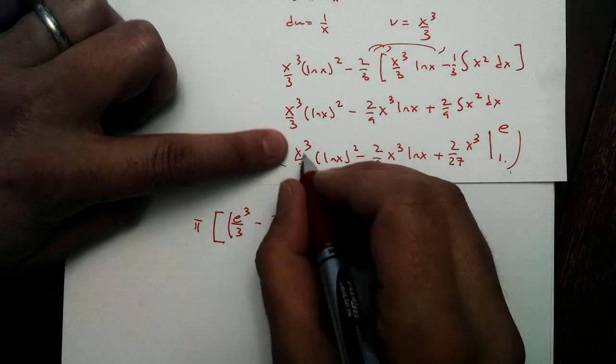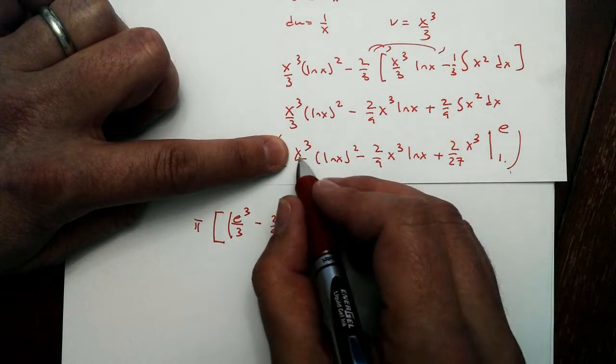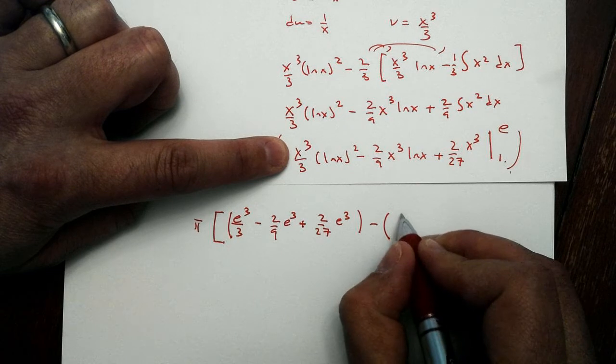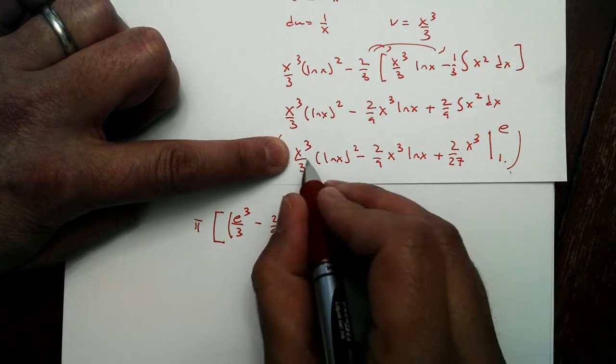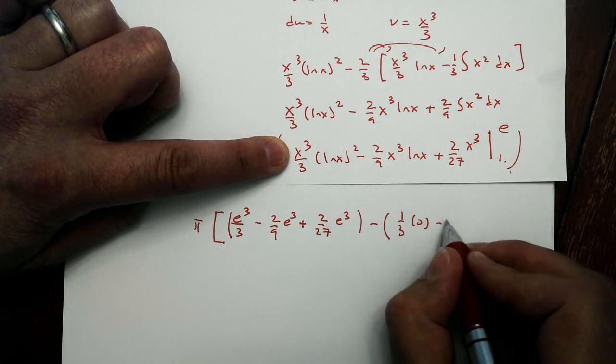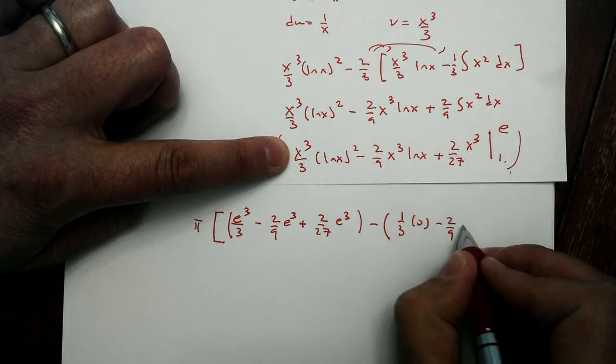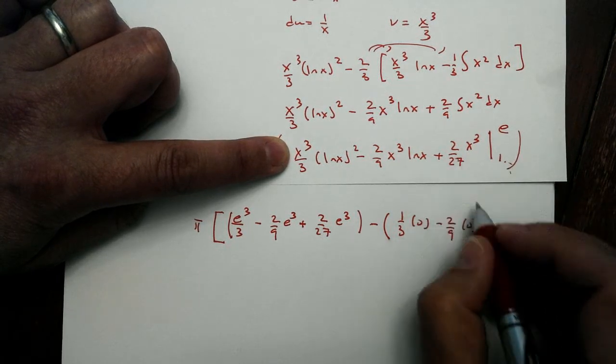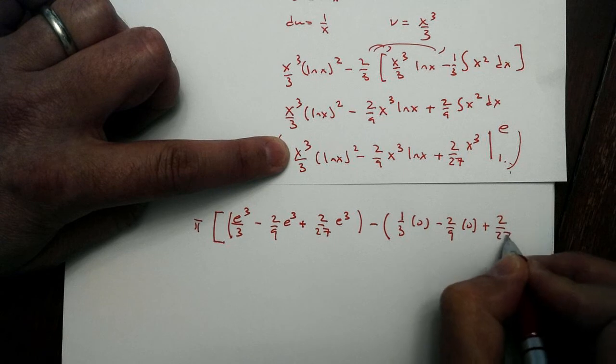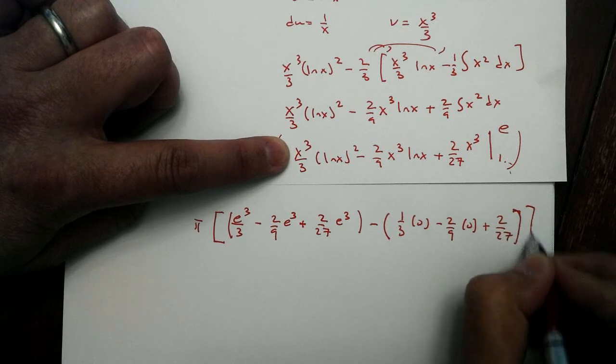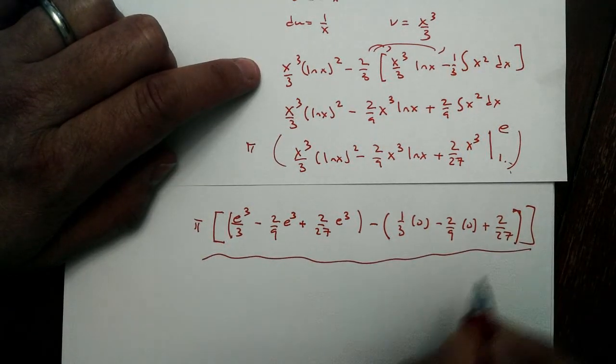Minus, now I'm going to plug in the 1, and the 1 is kind of easy, ready? This becomes 1/3 times 0. Remember, the natural log of 1 is just 0, minus 2/9 times 0, but be careful, this is not 0, plus 2/27. And remember, we're desperate for answers, so you can leave all of that alone right there.